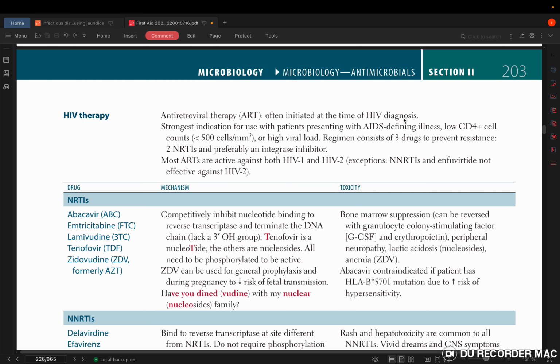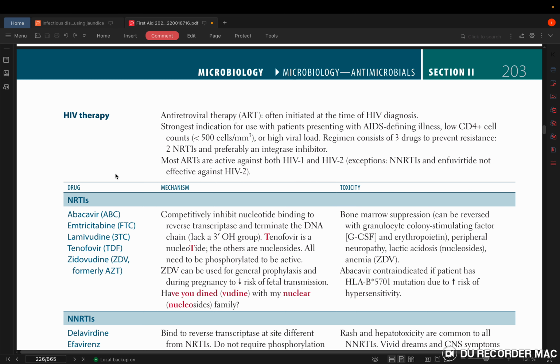Yes, an AIDS defining illness is the strongest indication for use, with a patient presenting with an AIDS defining illness, a low CD4 count less than 500, or a high viral load. But regardless, it's always initiated at the time of HIV diagnosis, regardless of the CD4 count. The regimen itself contains at least 3 drugs, and they must be used together to prevent resistance.